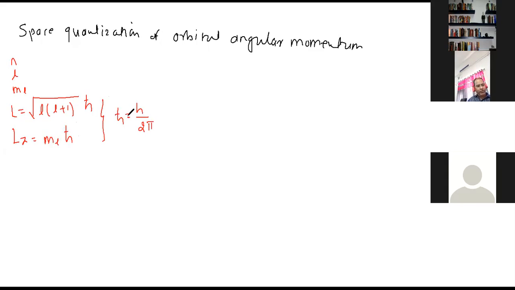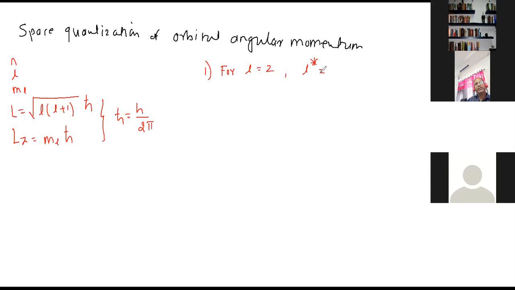So what is our aim? We have to find the space quantization of angular momentum. Suppose for l is equal to 2, we have to find the space quantization. I am taking one example; next example you have to solve. Okay, this is the first one. Space quantization for l is equal to 2 we have to take. Is it right?